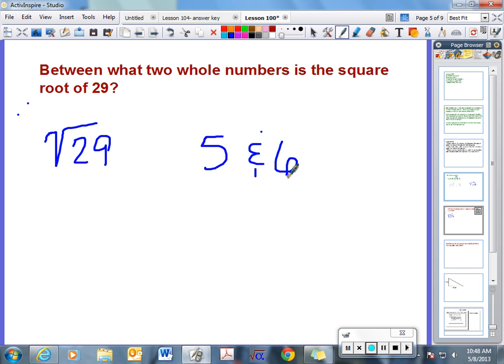Now let's go back again here to that 25 and 36. If you had to take a guess, which number do you think the square root of 29 would be closest to? Do you think it would be closer to 5 or 6? Well, it looks like it would be closer to the 5 because the 29 is closer to the 25. So it would probably be something between 5 and 5.5. We'll explore a little bit closer a little bit later to see how close we got in our approximation.